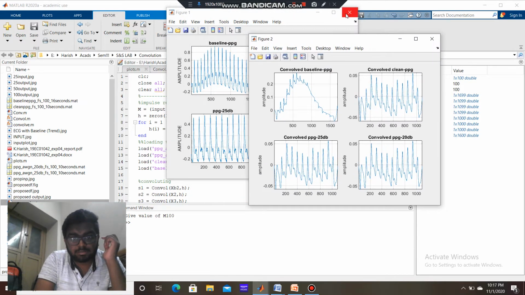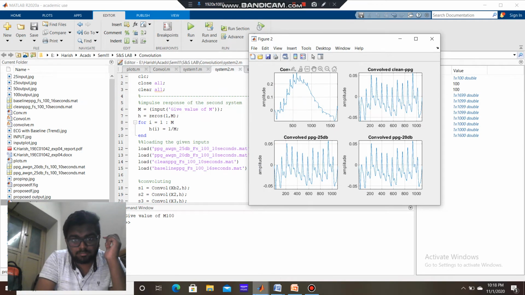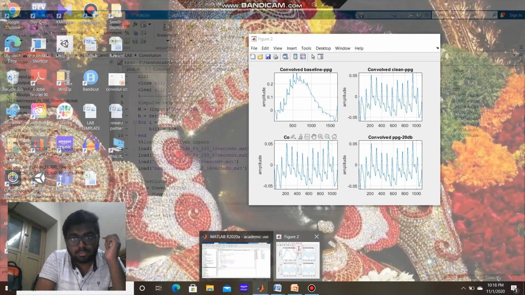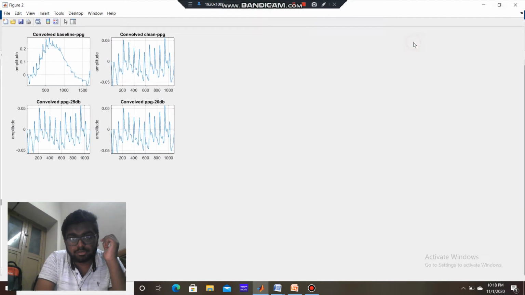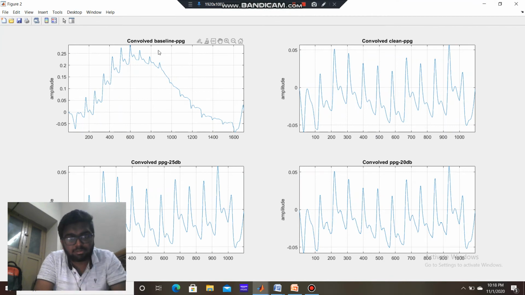This is for m equals 100, and we can see the difference between m equals 100 and m equals 50, which was run before. Here the curve is very different from m equals 50.